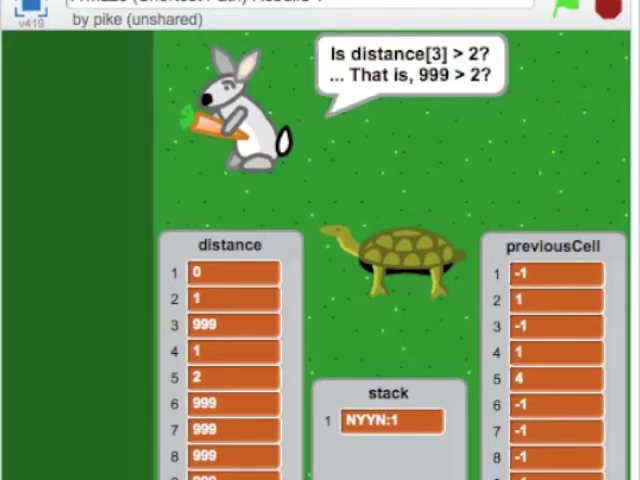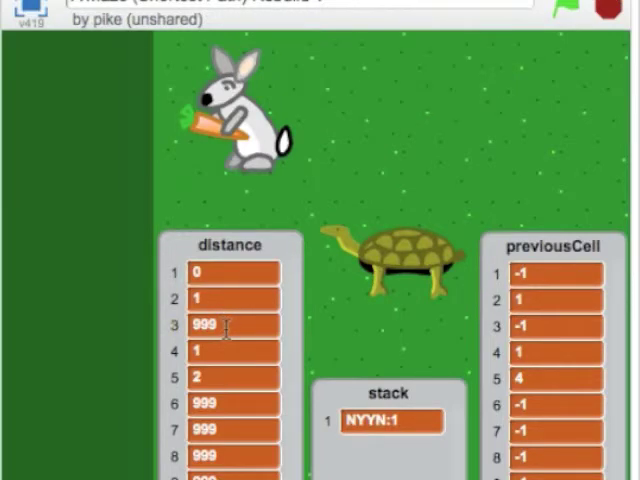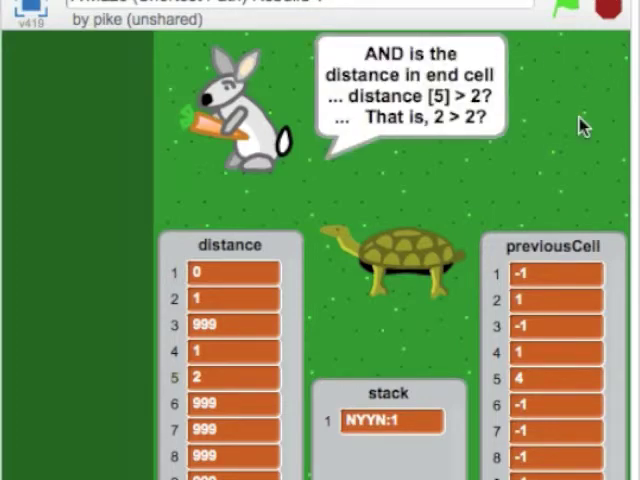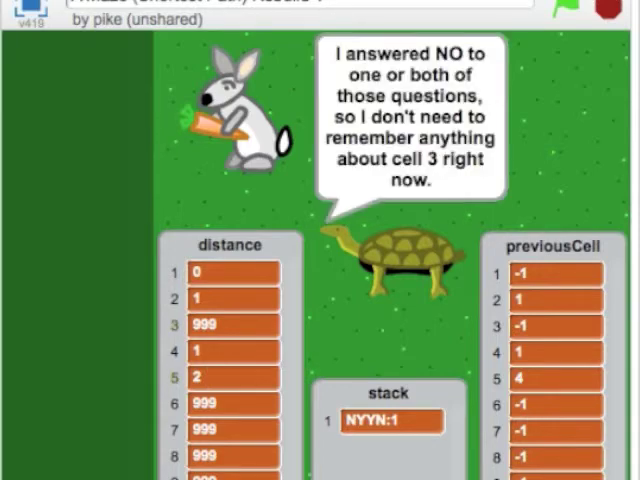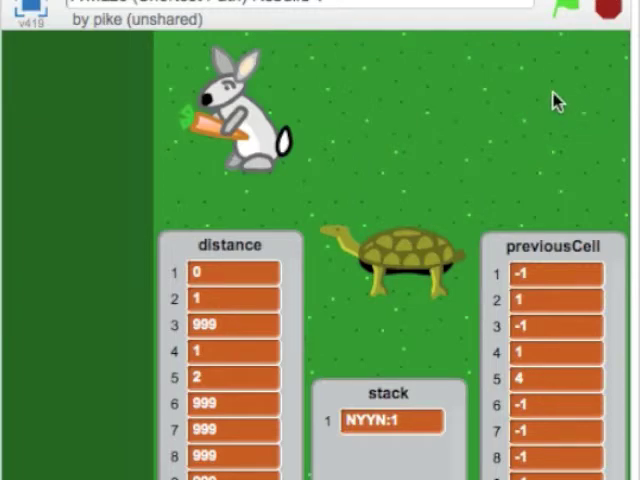I again look at the distance table for cell 3 and ask whether it's greater than 2, and it is. And I'm looking at 2 because I've traveled 2 cells to get here. Then I look at the distance table for the end point, which is here. I ask whether it's greater than 2, but it is not. I answered no to the second question, so I don't need to remember anything about cell 3 right now.